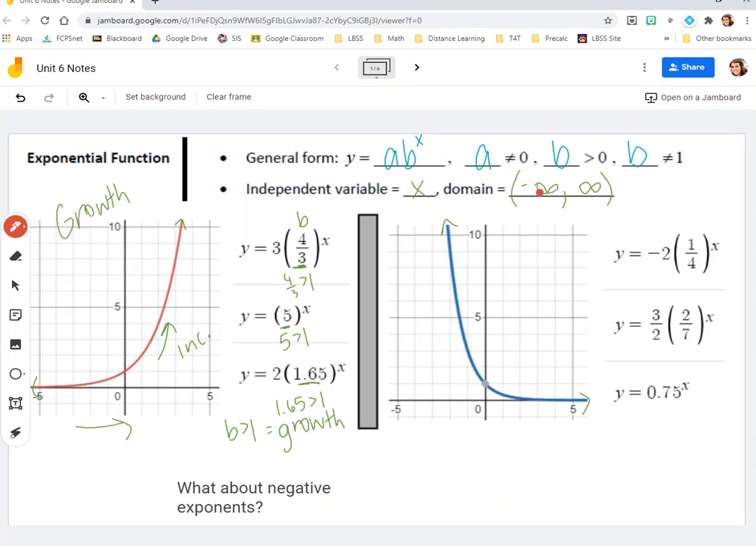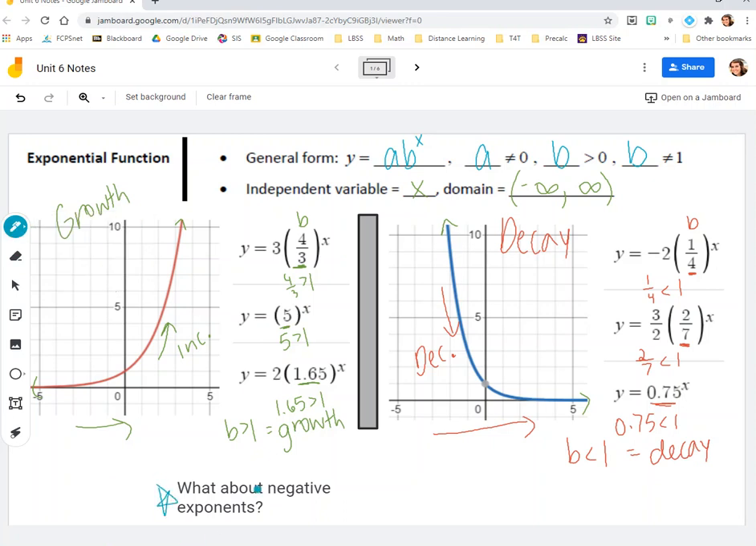On the other hand, some of these exponential functions are decay functions. So if we look at this graph, as we move from left to right across the graph, this is decreasing. So this decreasing graph shows us that it is exponential decay. Again, we look at the b values. This time we notice this b is 1/4, which is less than 1. This b value is 2/7, which is also less than 1. This b value is 0.75, which is less than 1. So if b is less than 1, then it means it is a decay function.